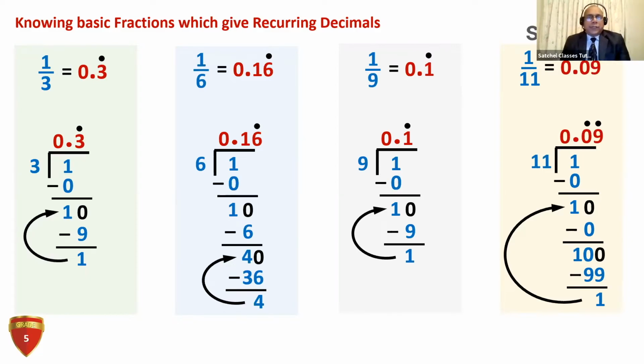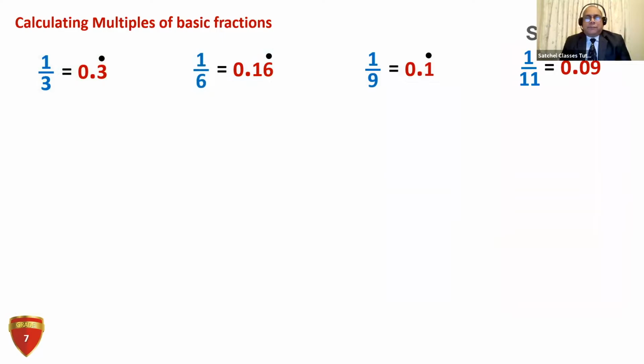Now we need to know these four basic fractions and their recurring decimals so that we can find many other recurring decimals. For example, if I have 5 over 9, we know that it's a variation of 1 over 9 because 1 over 9 is 0.1 recurring. 5 over 9 is simply 5 times that fraction. So your answer will be 0.5 recurring. It's as simple as that.